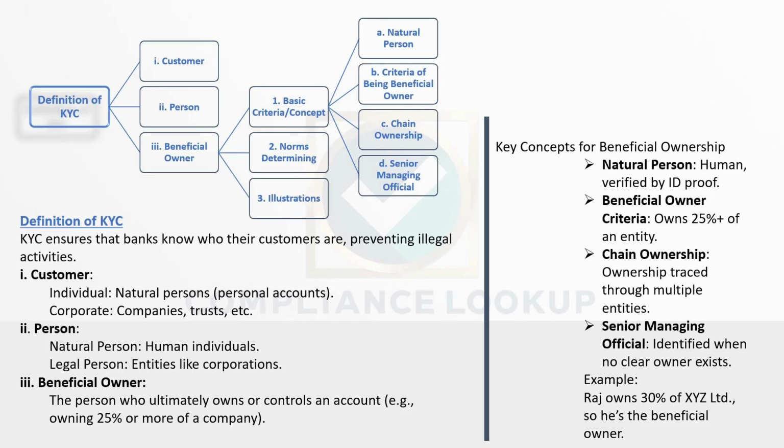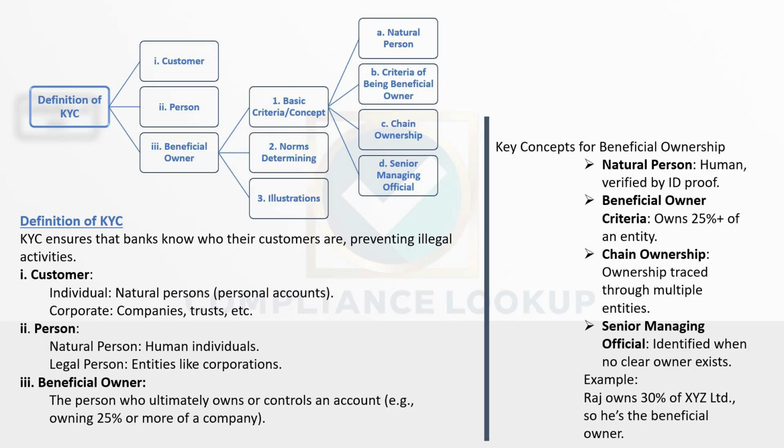B. Criteria for being a beneficial owner. A beneficial owner is someone who directly or indirectly owns or controls 25% or more of an entity, such as shares in a company. If no one directly meets the threshold, significant indirect control over the company can still qualify an individual as a beneficial owner.